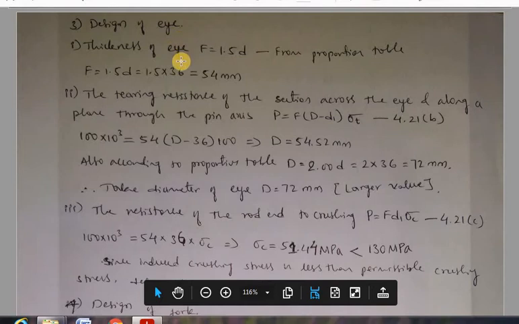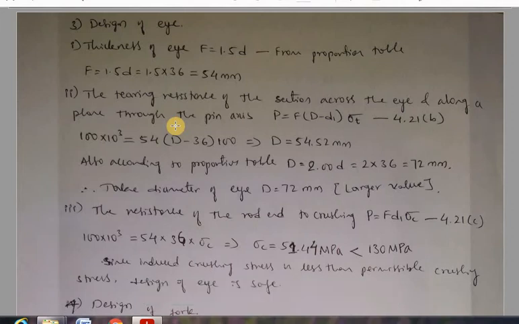Next we have the design of the eye. From the proportion table, the thickness of the eye F is equal to 1.5 times the diameter of the rod. Therefore the thickness of the eye is equal to 54 mm.